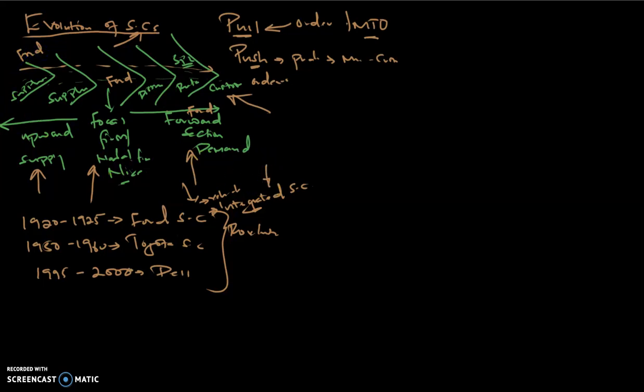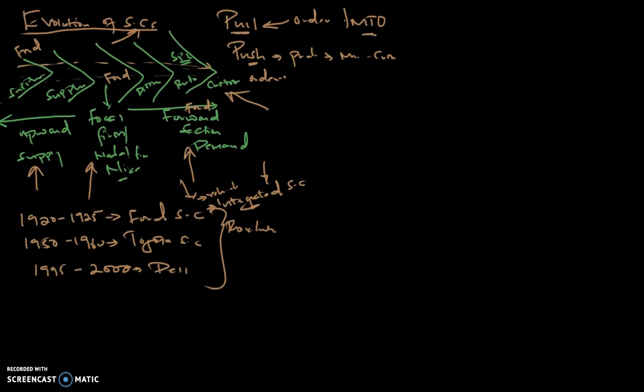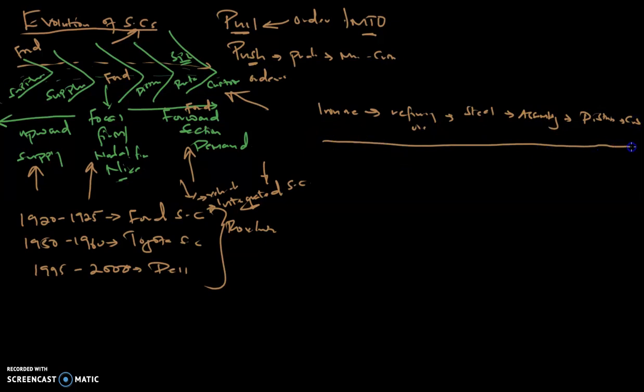What this means is Ford owned the iron ore mines. Ford owned the refinery of the ore. Ford owned the steel part of fabricating this. Ford owned the assembly of the vehicles. And Ford owned the distribution of the vehicles to the customer. This here is an integrated supply chain.